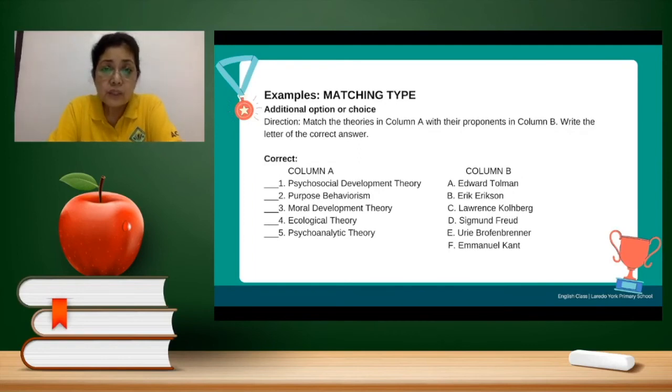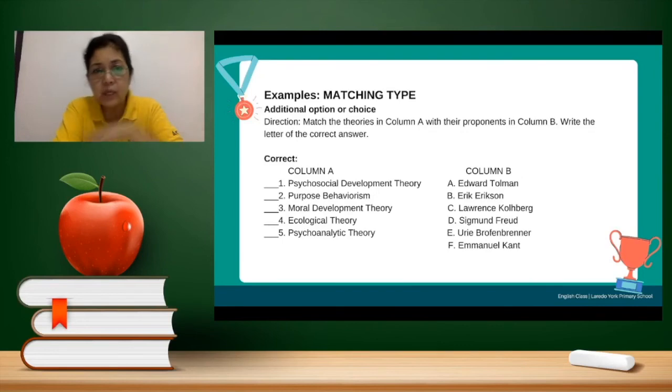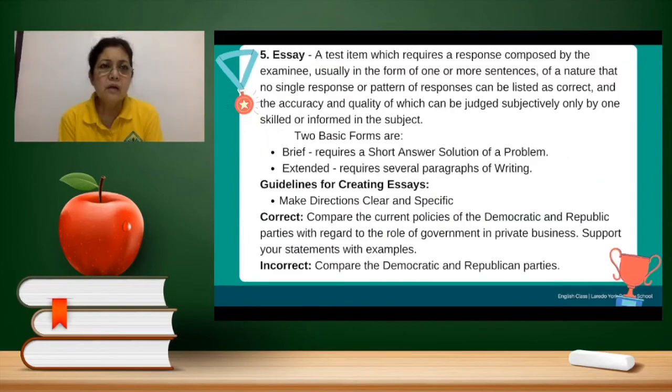The options should be capital A, capital B, capital C, capital D, and so on and so forth. You've got only one additional option. But if you will try to make your matching type with 10 items, then make your options 12. Okay, look at this one. This is incorrect. Very confusing on the part of the students. Okay, and we have here the last one, which is the essay.